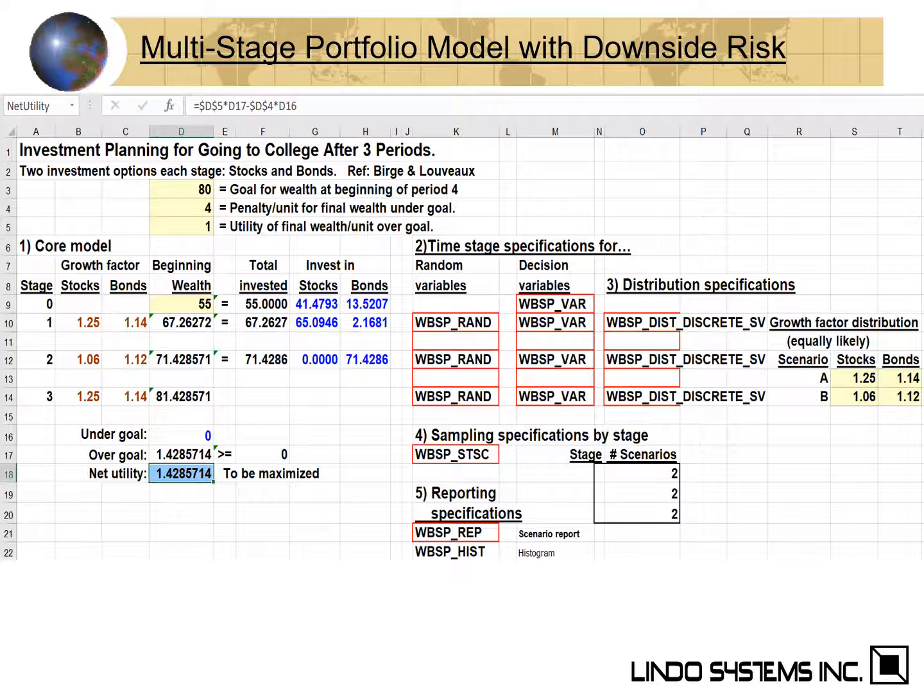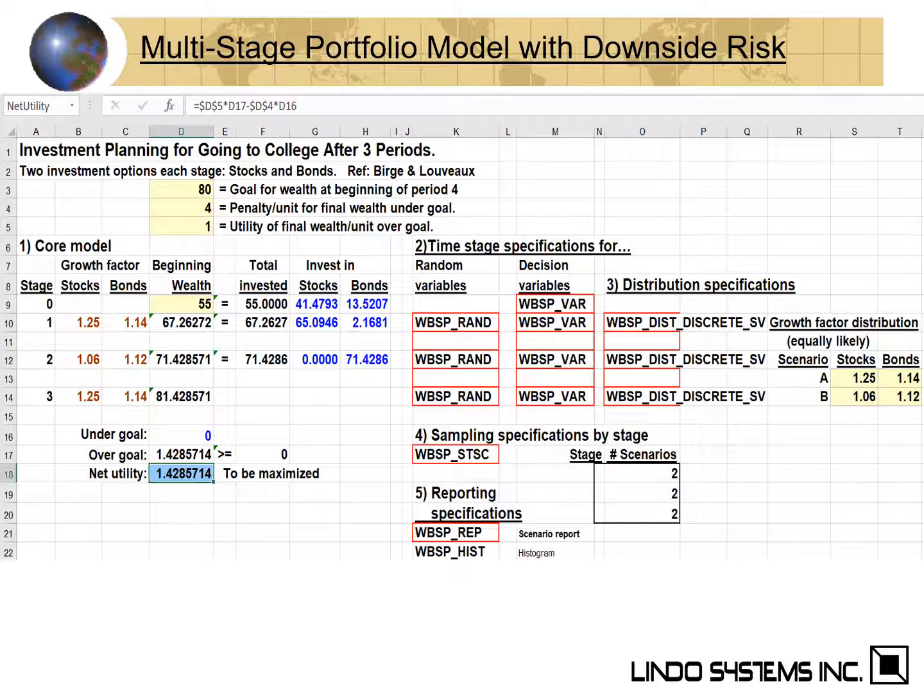And to represent uncertainty, we use only 2 scenarios, A and B. Scenario A is kind of an optimistic scenario in which we guess that stocks will grow by a factor of 1.25, bonds will grow by a factor of 1.14. If scenario B occurs, things are much worse. For stocks, they only grow by 1.06, and bonds by 1.12.